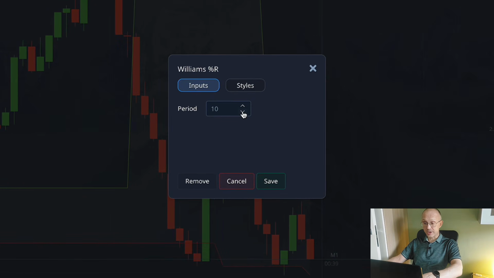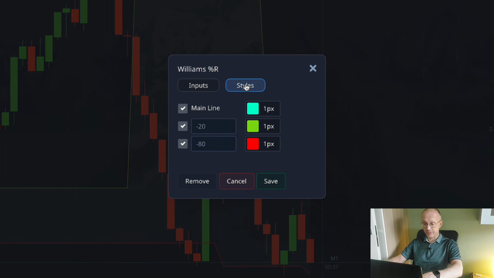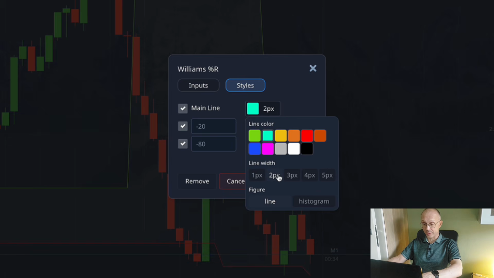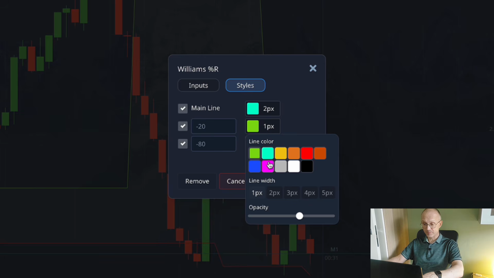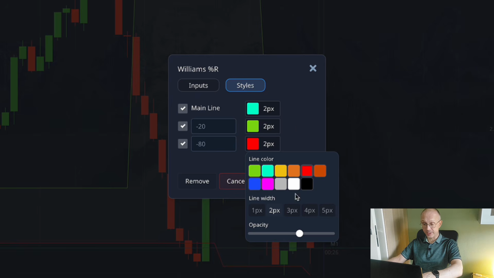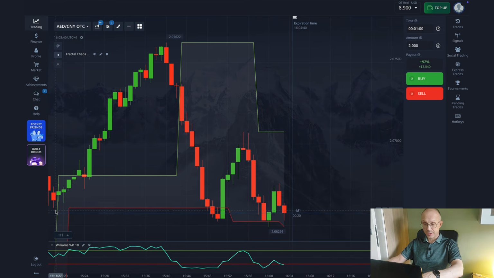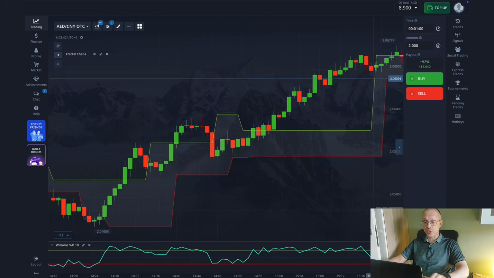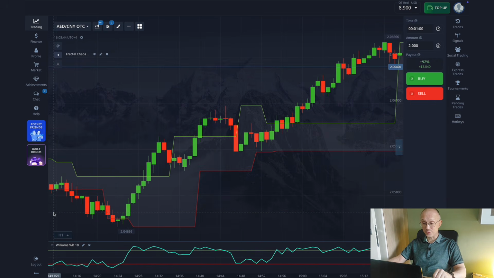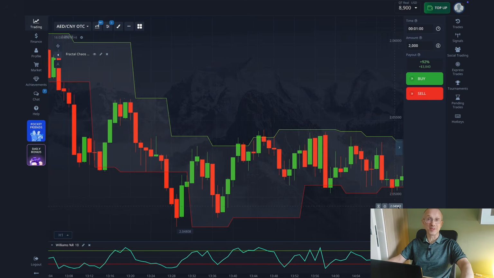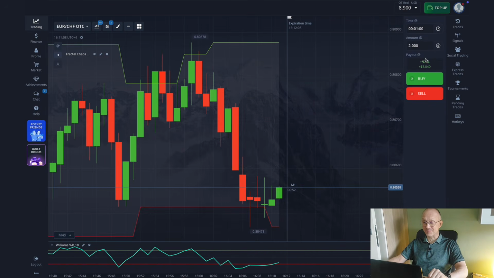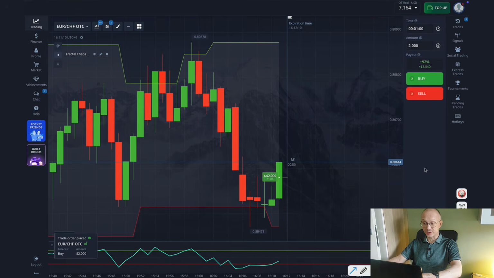Let's set up the Williams, set period to 10, go to Style and set the width of main line to 2, set the width of the lines -20 and -80 to 2, and save. So, the indicators are ready to go, and friends, if you trade on your phones, configure them in the same way. First situation, I'm setting the expiration to 1 minute and opening a long trade for $2,000.